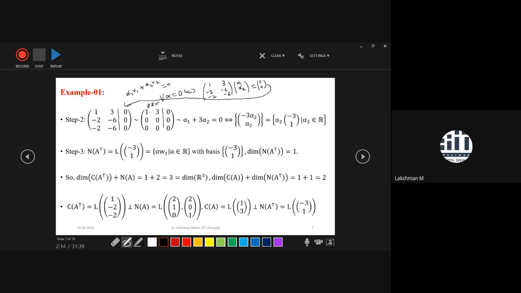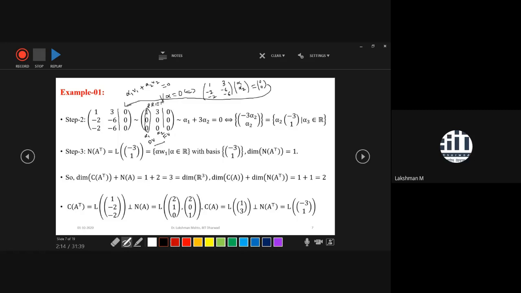Here you can observe how many pivot columns there are. There is only one pivot column. The first column is the pivot column, and the second column is non-pivot. Why? Because the second column is just twice the first column. That's why alpha 1 is a dependent variable. But alpha 2 is a free variable, and alpha 2 can take any value. So you can write here that alpha 2 is a free variable.